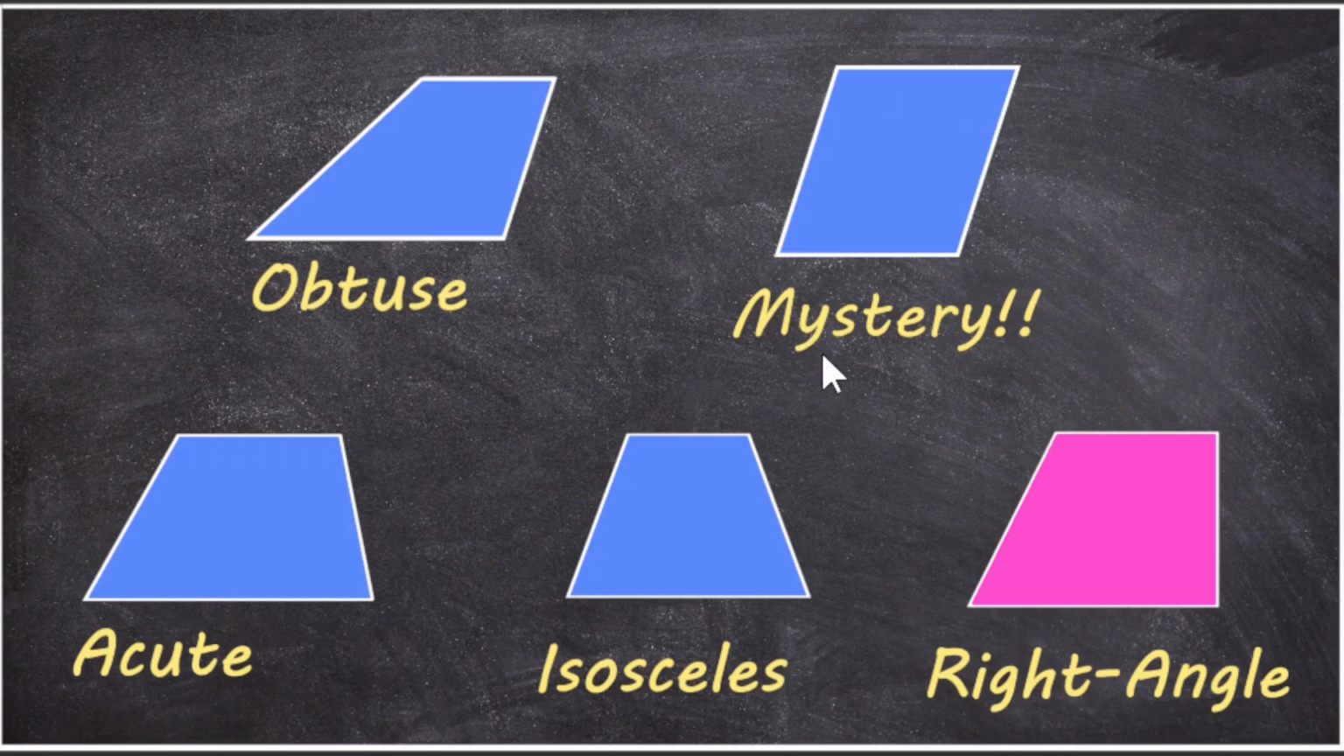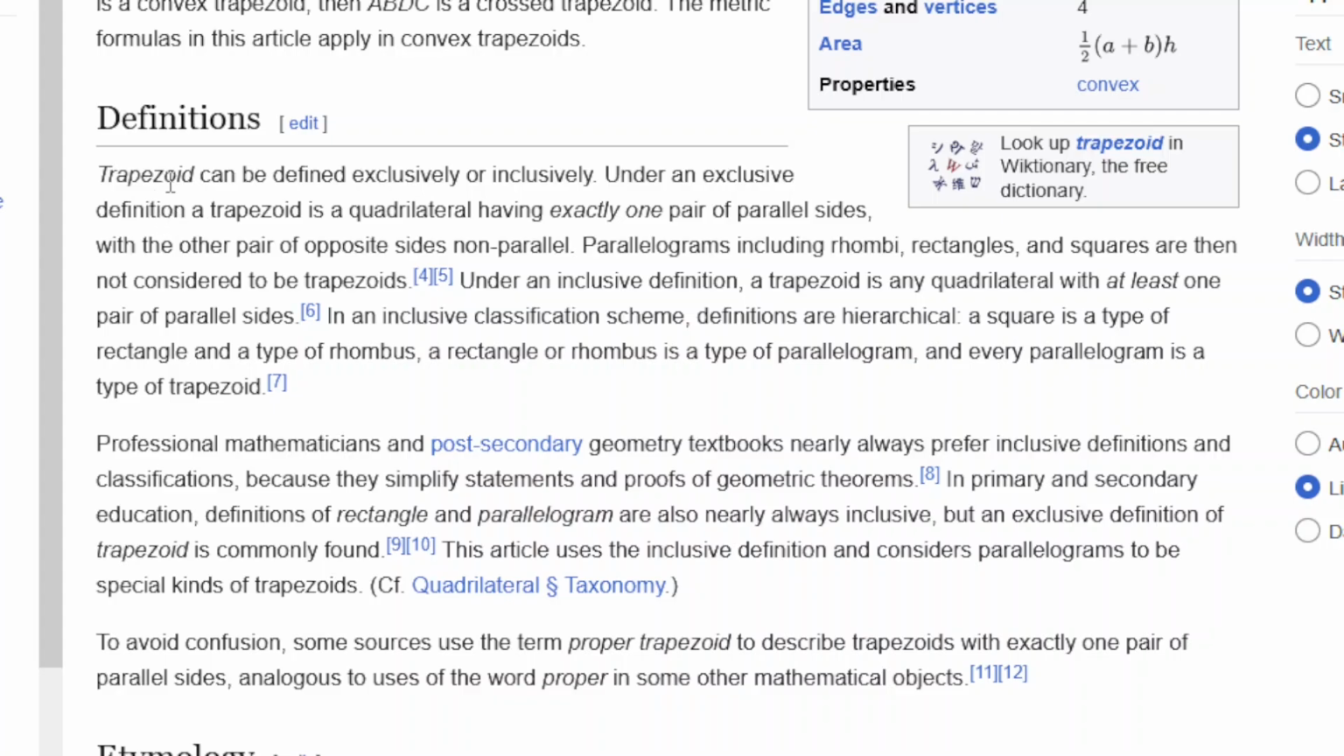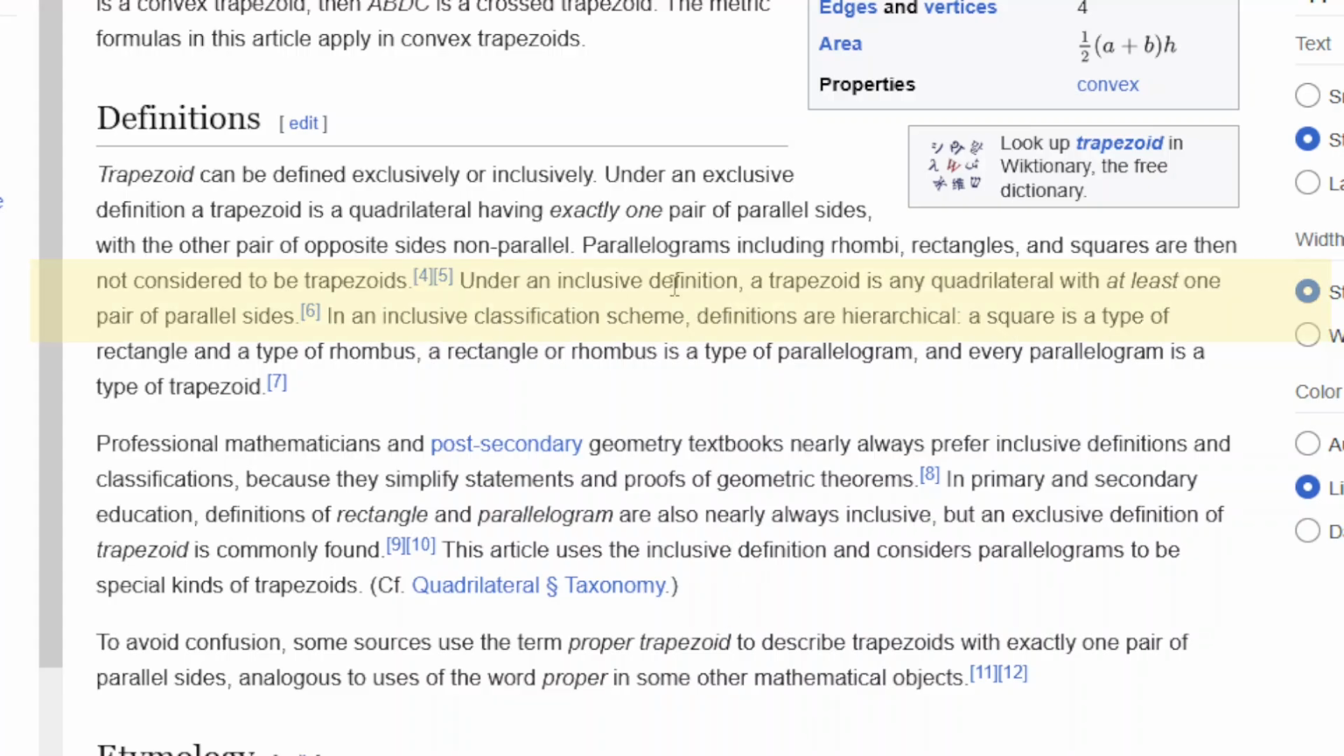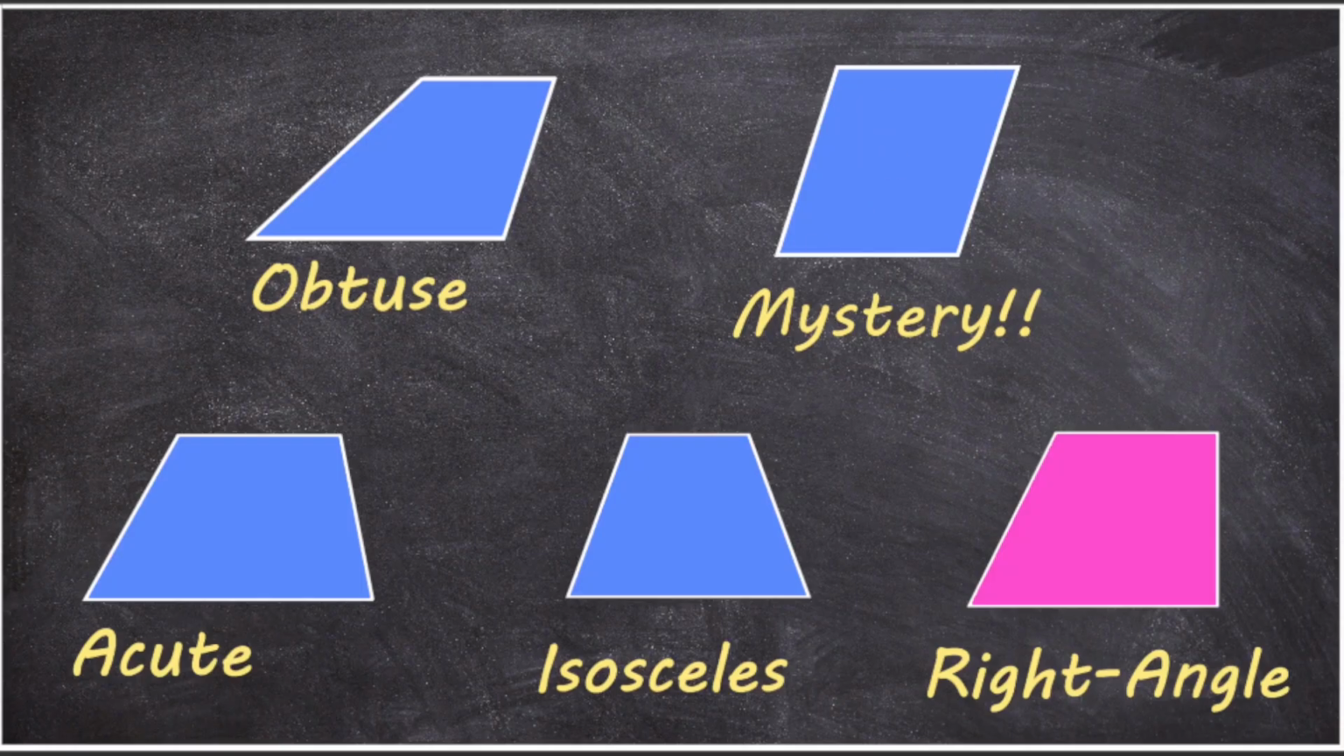But let's have a look at what Wikipedia says about this subject. Wikipedia uses the word trapezoid for the shape and it says, a trapezoid can be defined exclusively or inclusively. Under an exclusive definition, a trapezoid is a quadrilateral having exactly one pair of parallel sides. So under that definition, the parallelogram fails because it does not have exactly one pair of parallel sides. It has more than one. But let's look at the other definition. It says under an inclusive definition, a trapezoid is any quadrilateral with at least one pair of parallel sides. And the parallelogram meets that definition. I've left a link to the Wikipedia page in the description of this video so you can have a look and make up your own minds.